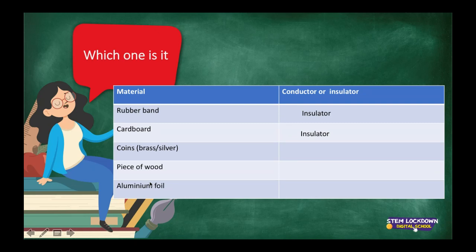All right, what about a coin? Like your 5 Rand coin, your 50-cent coin, what about that? All right, I see a lot of you saying that it's an insulator. Very, very good. Cardboard is an insulator.